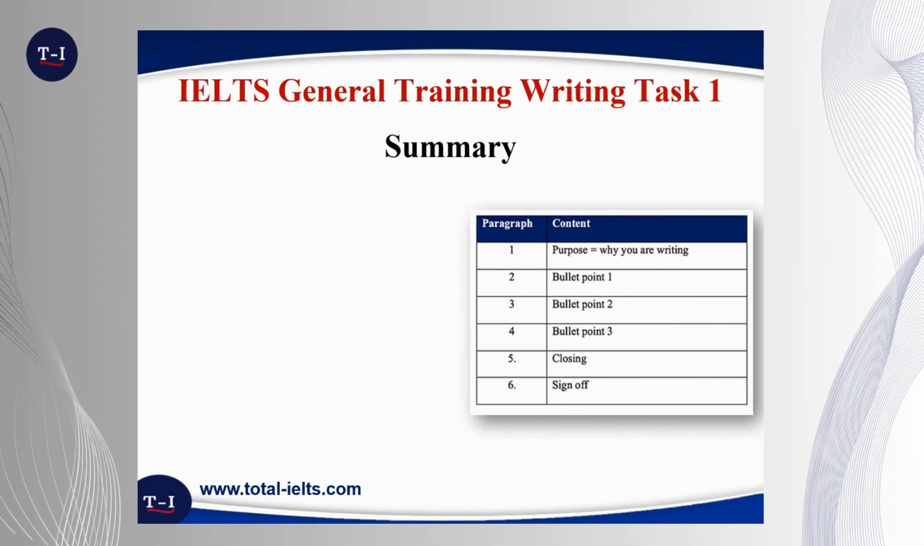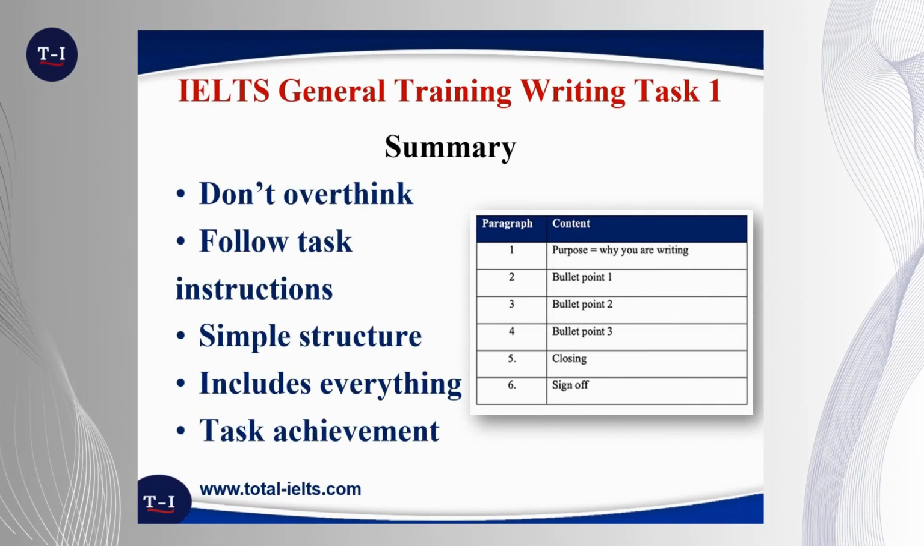IELTS General Training Writing Task 1 is a very straightforward task. No need to overcomplicate things and certainly don't overthink it. Just follow the task instructions. Adopt a simple structure for your letter. No matter what the function of the letter is, a 6-paragraph answer as you can see here on the right. And this will include everything you need to score well in task achievement.